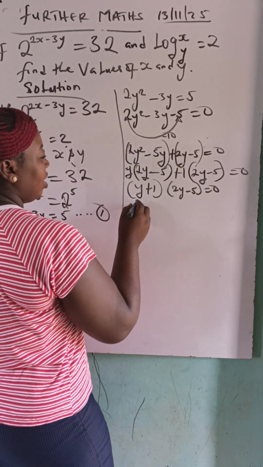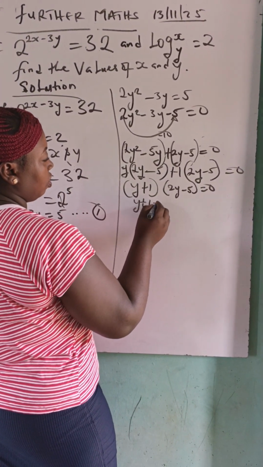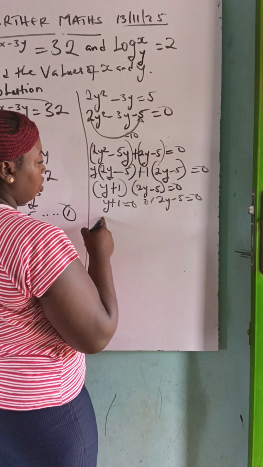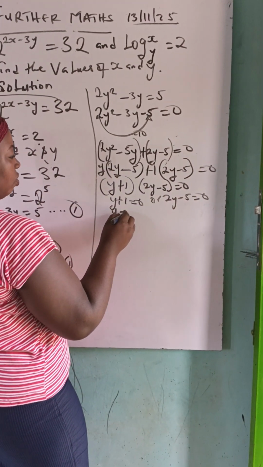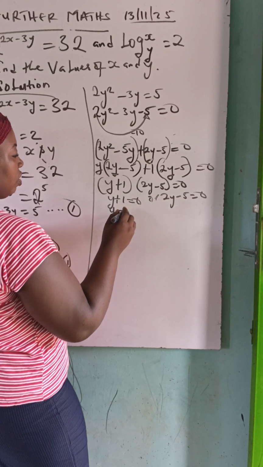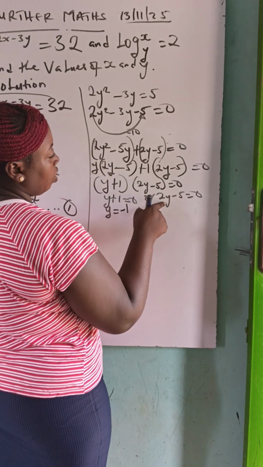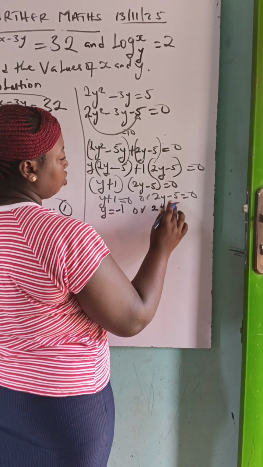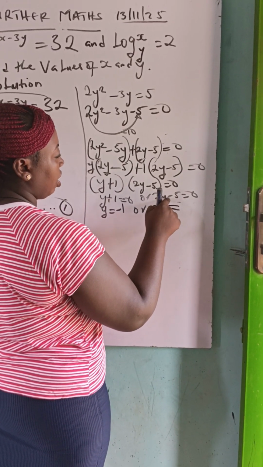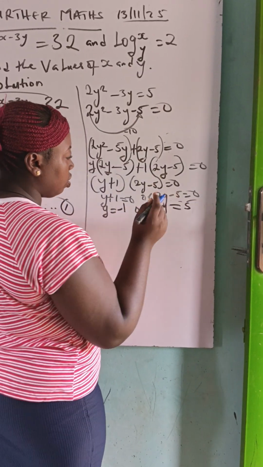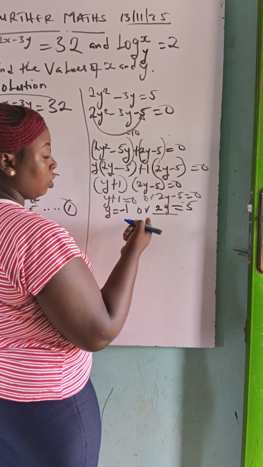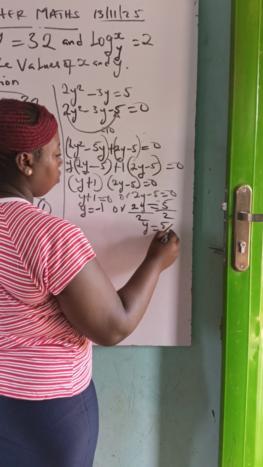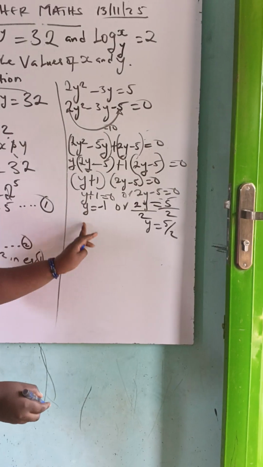What do we do? y plus 1 is equal to 0, or 2y minus 5 is equal to 0. It means that y is equal to minus 1, since plus 1 crosses over to become minus 1. Or 2y is equal to 5, since minus 5 crosses over to become plus 5. We are looking for y and not 2y, so we divide by 2. Our y here will be 5 over 2. Now we have gotten the values of y.